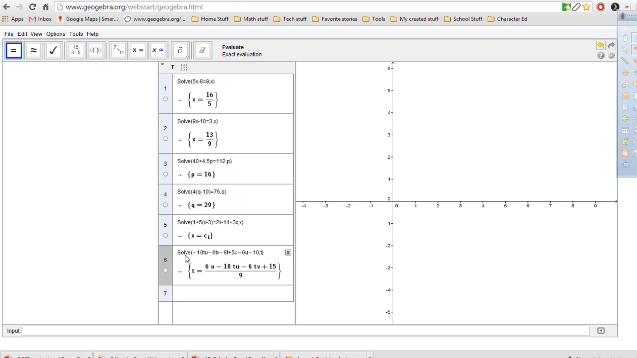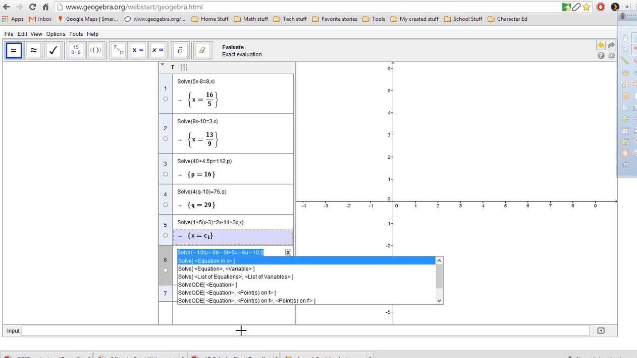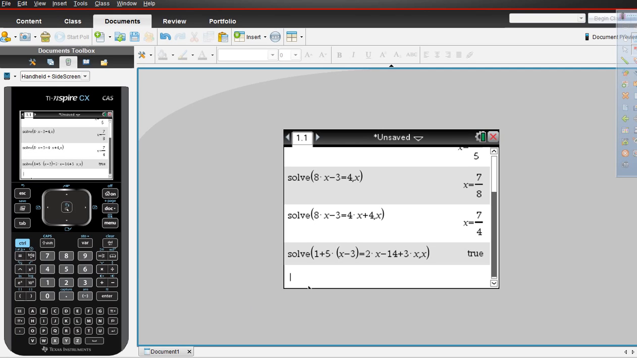Let me highlight that again. Control C. And let's try using the TI Inspire calculator and Control V. Negative 10tu. It's because it probably interpreted this as times negative 6v. It is not times, it is minus. There it is, there's that flaw. And it's not times negative 9t, it's minus 9t.